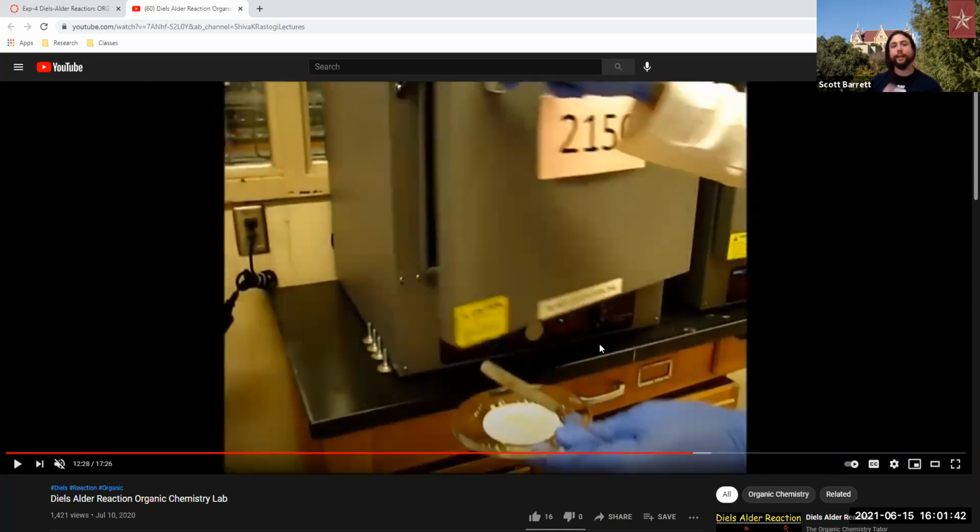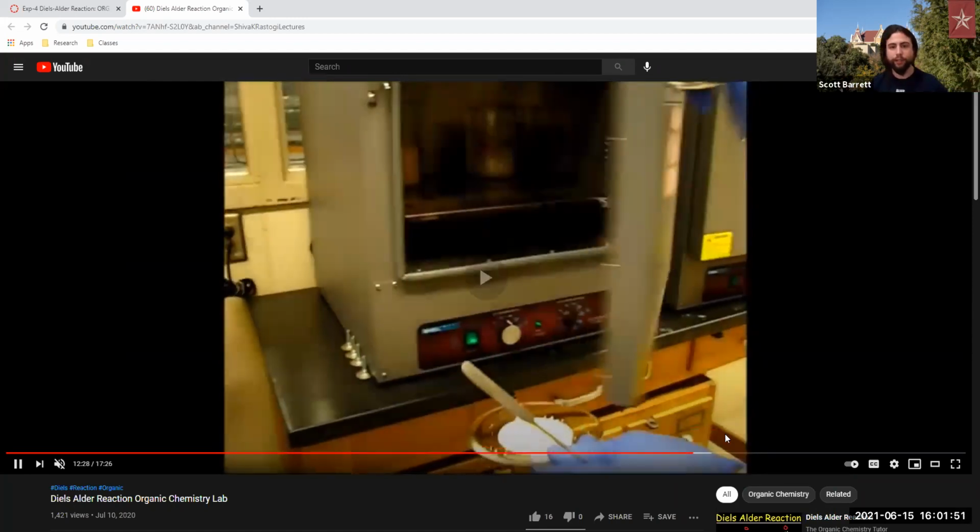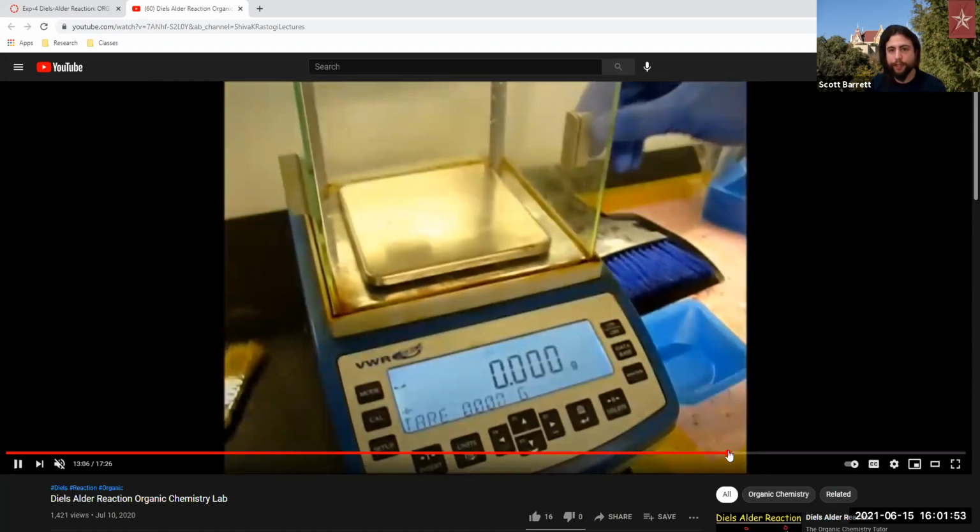And then, oh yeah, you want to add in an oven here as well. So please add the oven in the machines, so that way we can dry it off, get all the xylene out of there, and be left with our nice product. Then we weigh it.